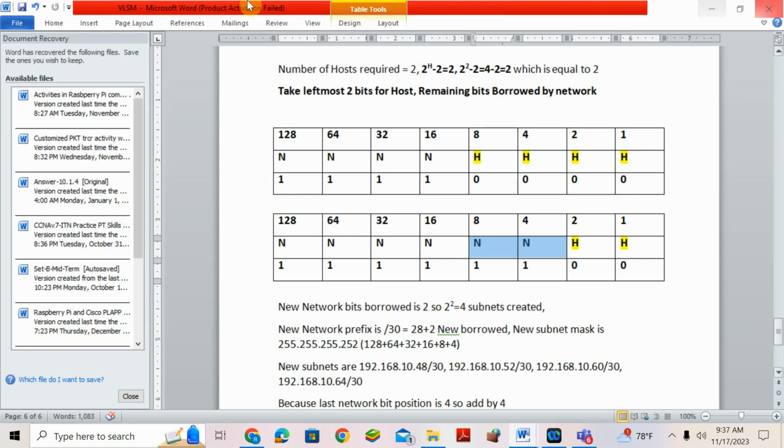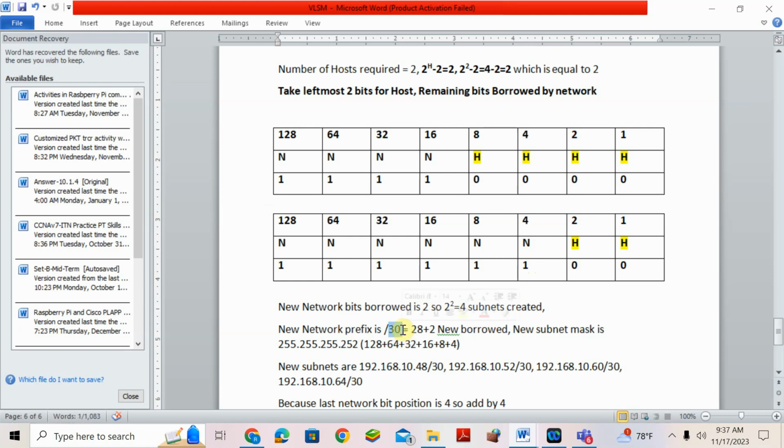Now, how many new network bits, new subnets do we have based on the number of network bits we borrow? How many did we borrow now? 2. So 2 power 2, 4 subnets created. What about the new network prefix? Network prefix means how many network bits are there? See, already 24, no? 25, 26, 27, 28, 29, 30. Now with the network bits we borrowed, the total becomes 30. That is, network prefix is 30.